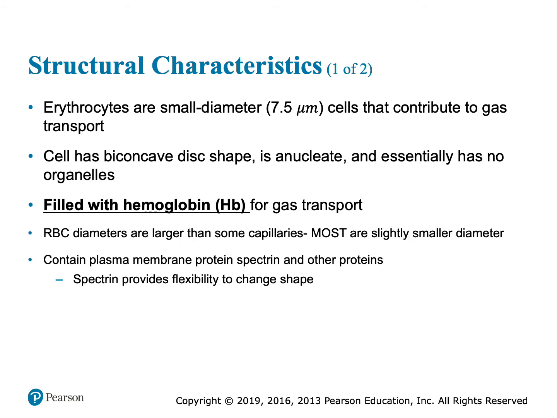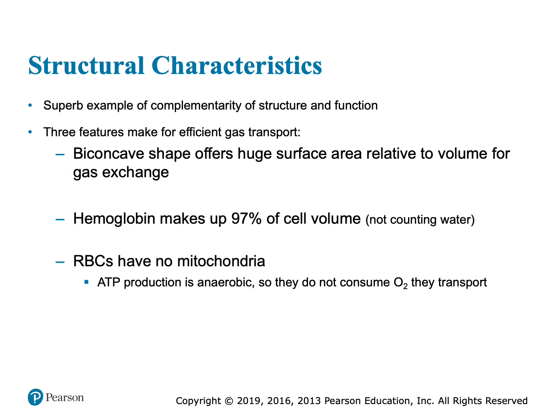So I already said this, they are a sac of hemoglobin. The hemoglobin is what the oxygen is going to be transported on. That's the molecule it's going to transport on. Nothing new on this slide that I hadn't said. Biconcave disc offers more surface area to allow for better gas exchange. It is the sac of hemoglobin. 97% of that cell is full of hemoglobin.